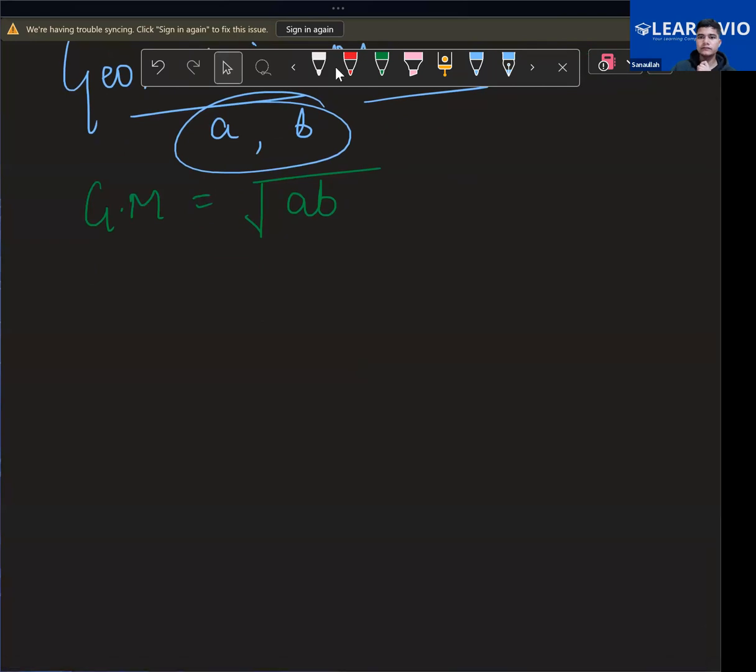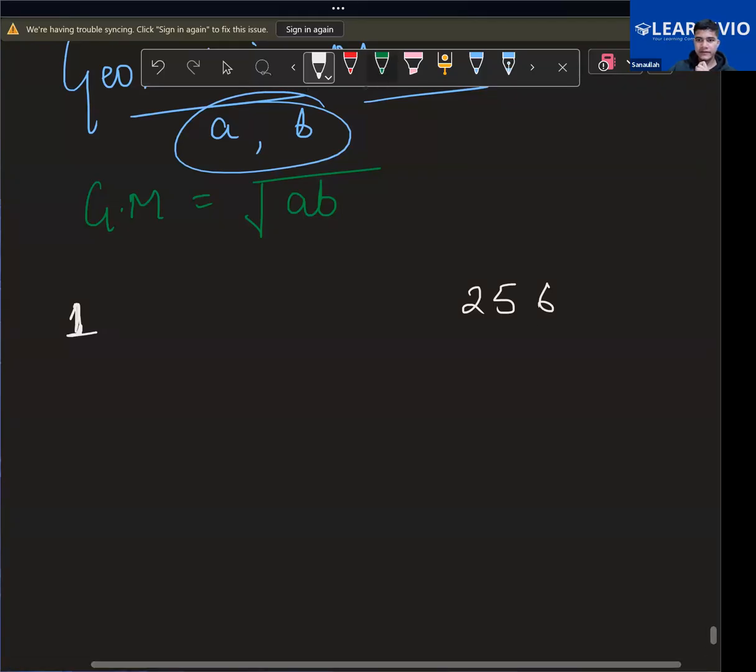So we have to insert three numbers between 1 and 256. I will consider those three numbers as G1. See, there is another category of question in which you are asked to insert three numbers between two numbers. How are you going to consider that? In that case, you have to use the concept of geometric mean.